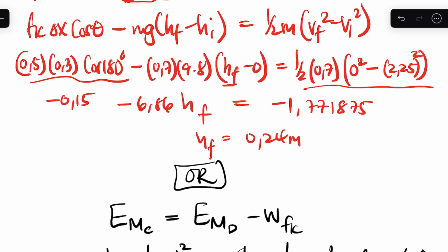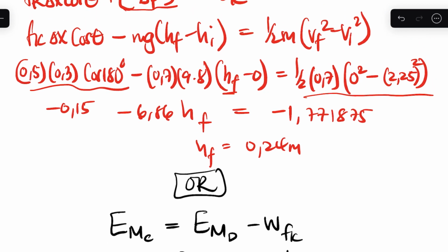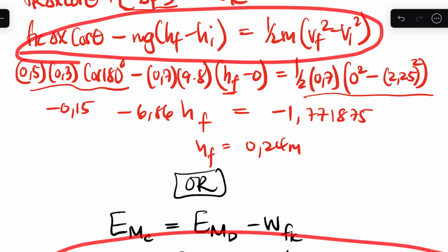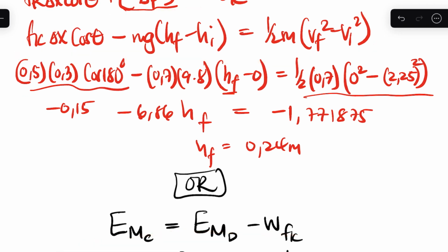Guys, if you look at this, it is the same. Do you see? This is a change, and there's work done by friction. Here's the work done by friction, it's the same.